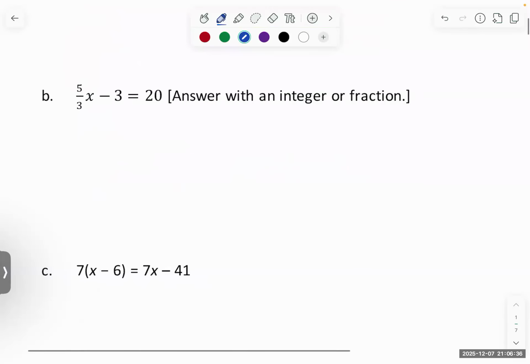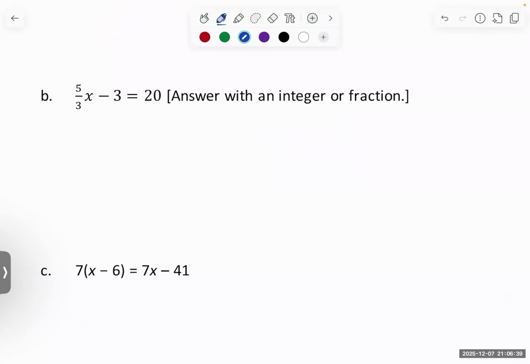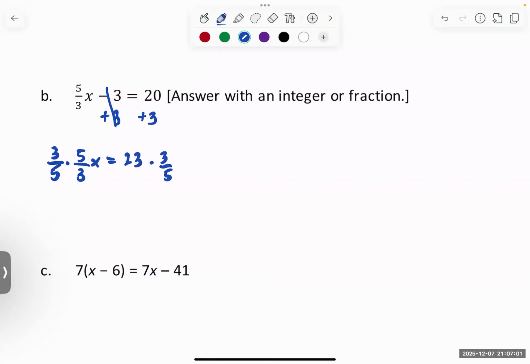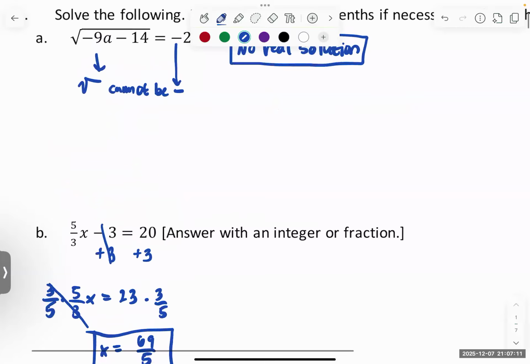Solve this equation. Again, that's the directions. Answer with an integer or a fraction. An integer is just a whole number that's positive or negative. So from here, to get x by itself, I need to add 3 to both sides. And then I have 5 over 3 times x equals 23. Now, to get rid of this fraction, you just multiply by the reciprocal, because that goes away, and we get x equals 23 times 3, which is 69 over 5, and that's your final answer. Very ugly answer, but it's the answer.